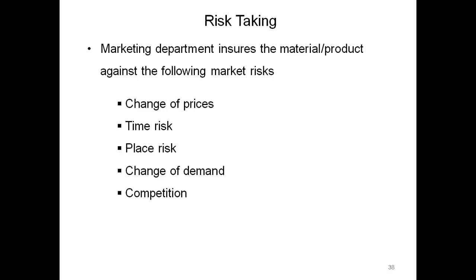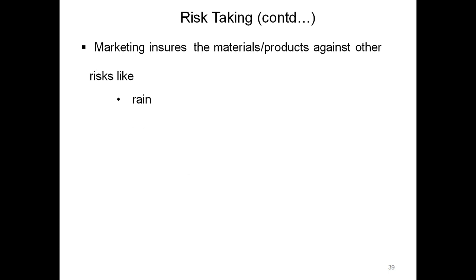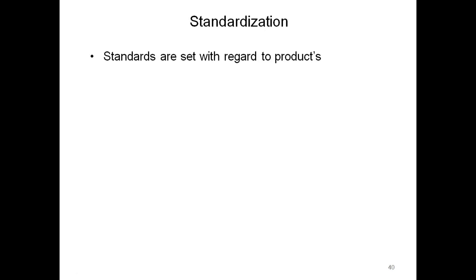Risk taking. The marketing department ensures the material product against the following market risks: change of prices, time risk, place risk, change of demand, and competition. Marketing also ensures the material products against other risks like rain, wind, fire, earthquakes, accidents, strikes, new taxes, etc.